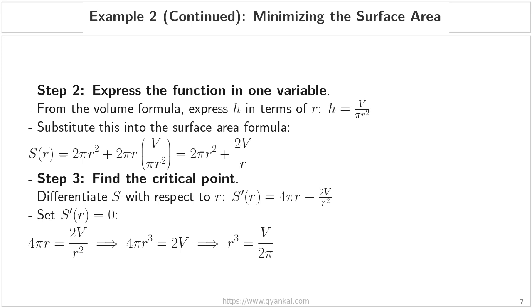To locate the critical point, we set the first derivative equal to 0. This gives us the equation, 4 pi r minus 2V over r squared equals 0. By moving the second term to the right side, we get 4 pi r equals 2V over r squared. If we multiply both sides by r squared to clear the fraction, we obtain 4 pi r cubed equals 2V. Finally, by dividing both sides by 4 pi, we find that r cubed equals V divided by 2 pi. In the next slide, we will verify whether this critical point represents a minimum value using the second derivative test.